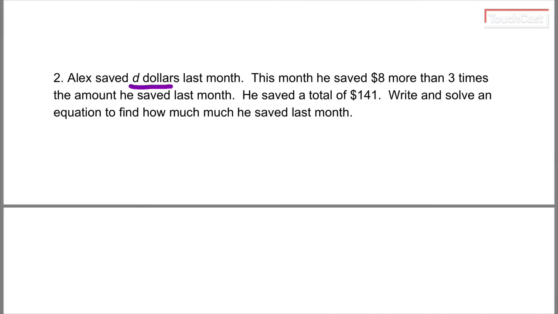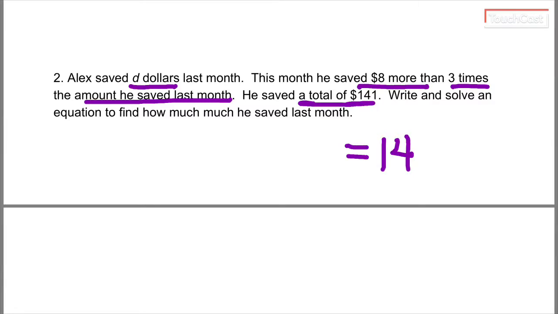Alex saved $D last month. This month he saved 8 more than 3 times the amount he saved last month. He saved a total of 141. Write and solve an equation to find out how much he saved last month. So let's start with our equal. Total is another word for equal, so that's 141.